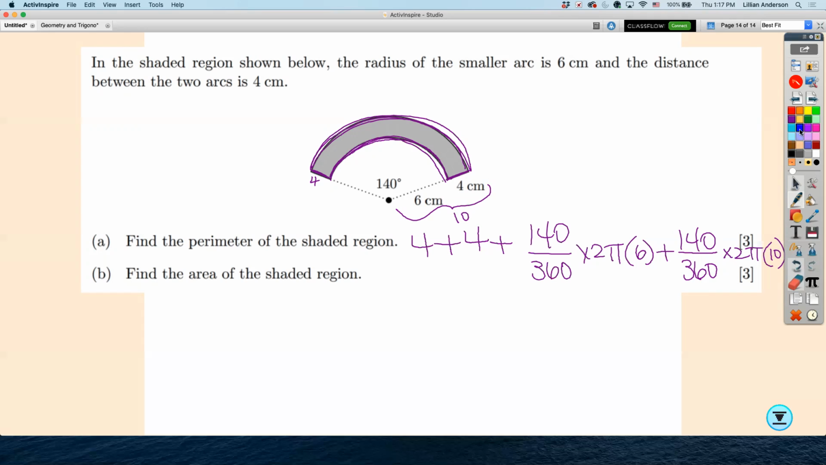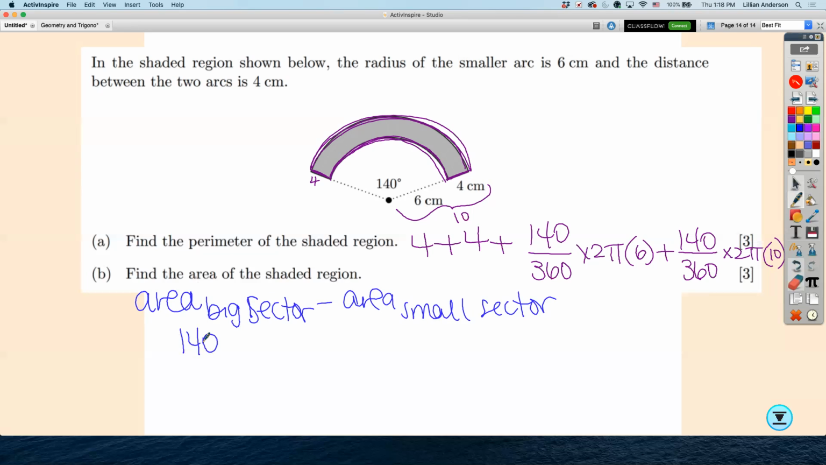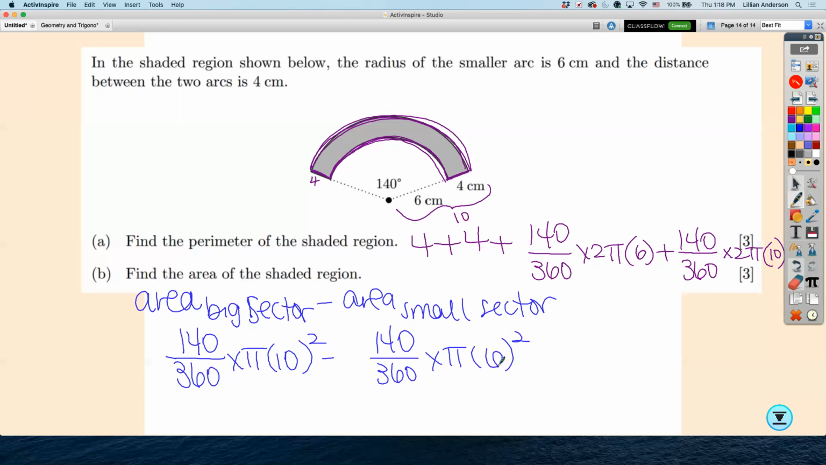Then to actually find the area of the shaded region, anybody have an idea? Area formula. How to find the area of what? Find the area of the smaller portion of the bigger portion. Exactly. I'll have to find the area of the bigger sector and then subtract it from the area of the smaller sector. So that would be 140 over 360 times pi r squared. What's the radius of the big sector? 10. Then I will subtract it from the area of the small sector. What's the radius of the small sector? And that is how you would find the area of the shaded region.